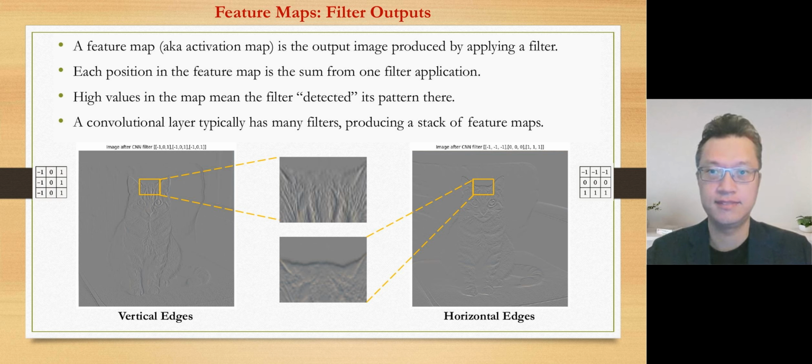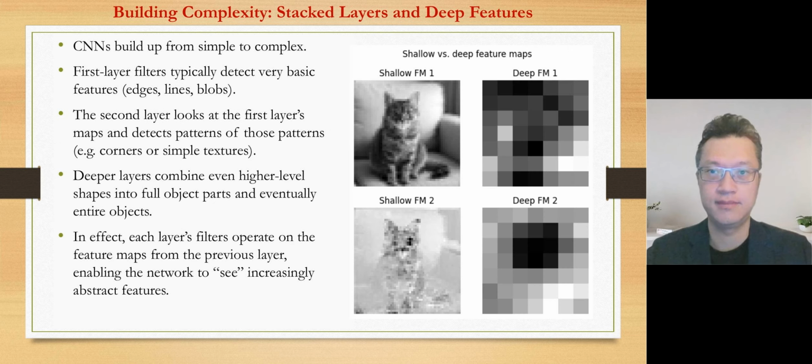In CNNs, each filter creates its own feature map. If a layer has, say, 8 filters, it produces 8 feature maps, stacked as channels. Together, these maps encode different simple features of the original image.